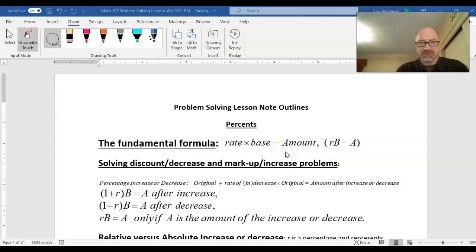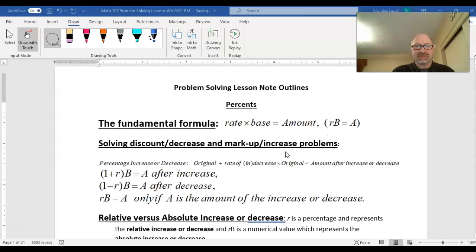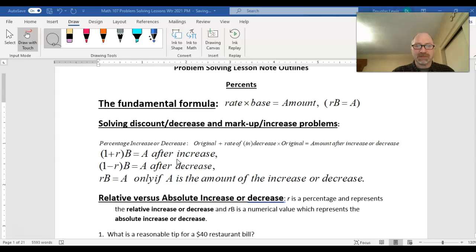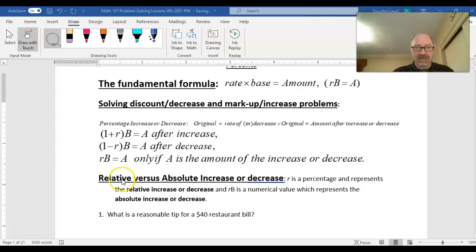Good morning and welcome to a lesson on problem solving, dealing with percents. Today we'll talk about types of percent problems where we have just a basic percent problem where the rate times the base is equal to an amount. We'll talk about increase and decrease problems. We'll talk about vocabulary like relative versus absolute increase or decrease, and we'll also talk about percentage point change, which is different than a percent change. So it's a subtle thing, but we'll talk about that as well.